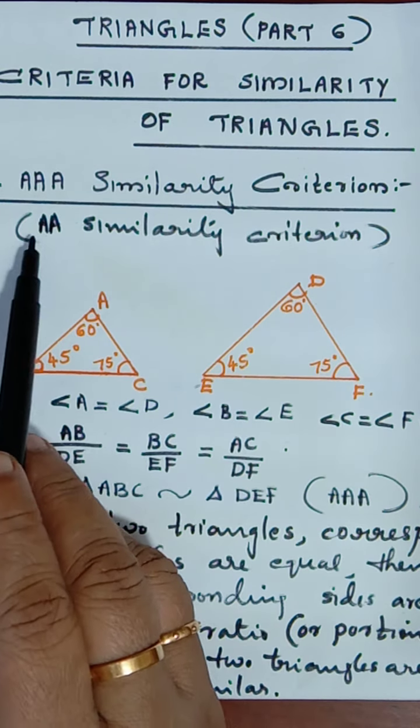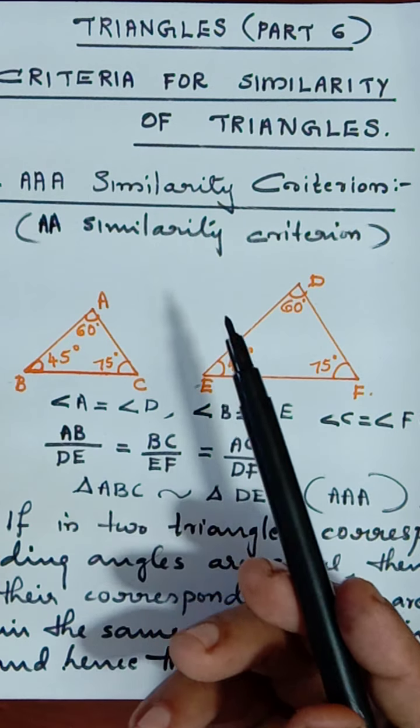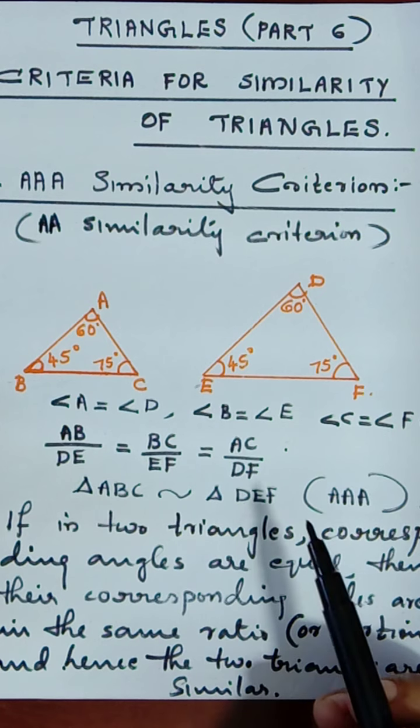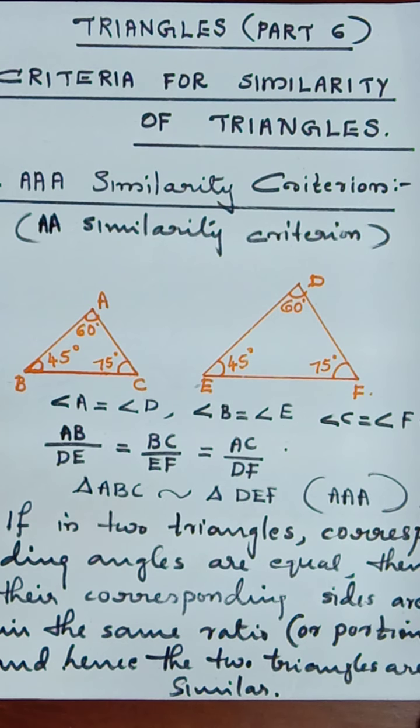Better you can have this term AA similarity, because as we know, if two corresponding angles are equal, the third angle also will be equal to the corresponding angle of the other. Okay.